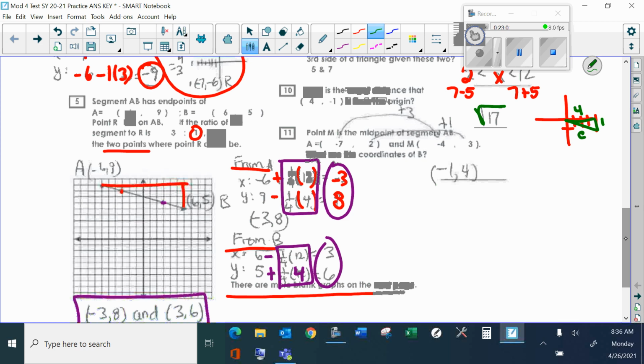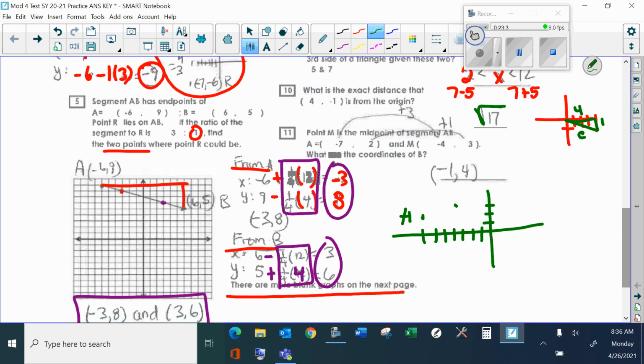All right, point M is the midpoint of segment AB. So if A is -7, 2, and M, the midpoint, is -4, 3, you could also plot this and just do counting if I want to do that. 1, 2, 3, 4, 5, 6, 7. So -7, 2, and -4, 3. Okay, so there's A, there's M, so then B has to be somewhere up there, somewhere in that direction. So I can just count using slope. How many did I go?